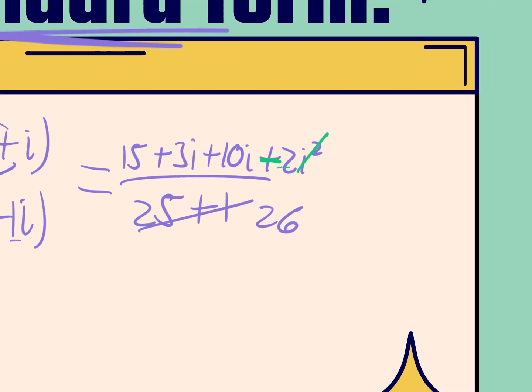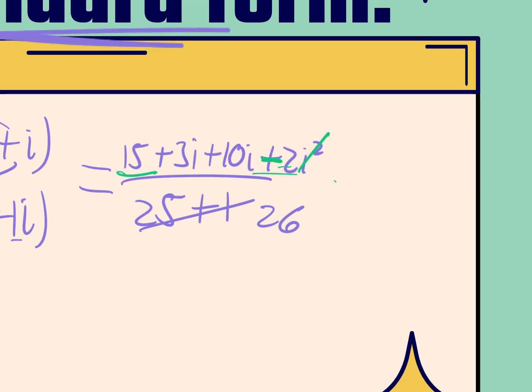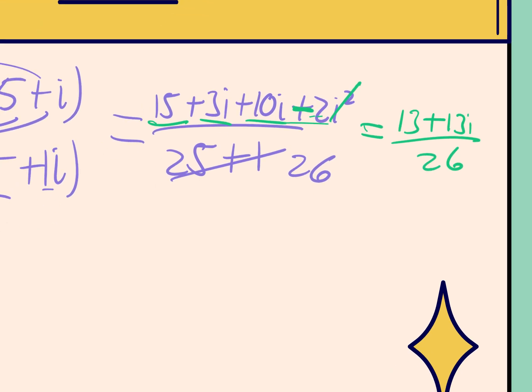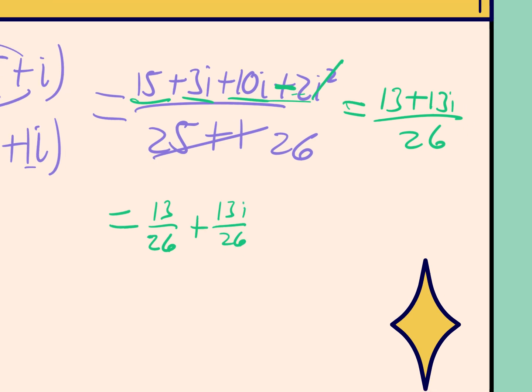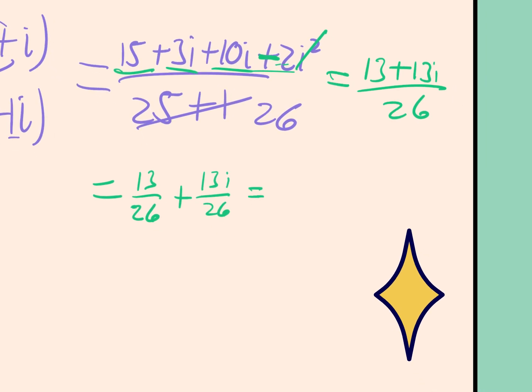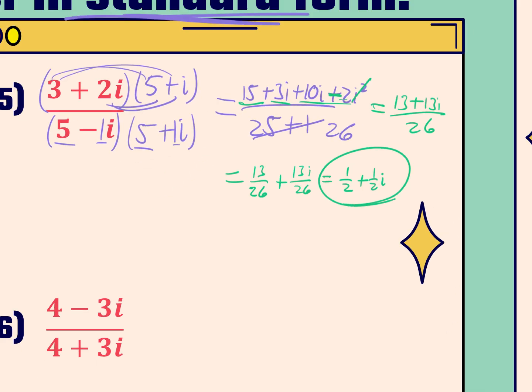And now let's simplify the top, right? 15 minus 2, real plus the real, is going to be 13, right? And then 3i plus 10i, imaginary plus the imaginary, is going to be plus 13i, over 26, right? Hopefully you can see that we are not done. We need to simplify this a little bit more. All right, so let's split it up. We get 13 over 26 plus 13i over 26, right? And hopefully you can see that these can simplify, right? It becomes 1/2 plus 1/2 i, all right? And that would be your final answer in standard form, right? Fully simplify, write it in standard form.